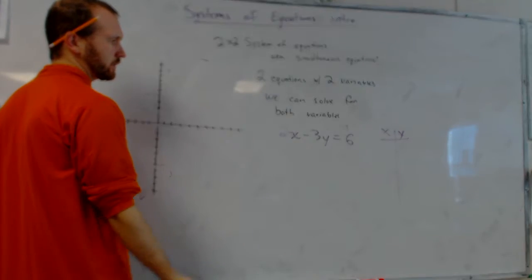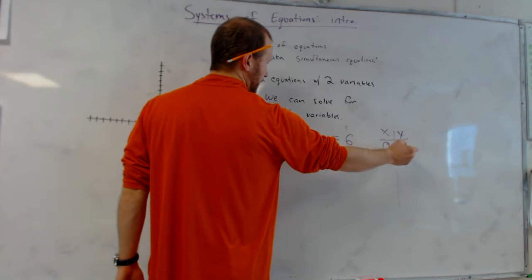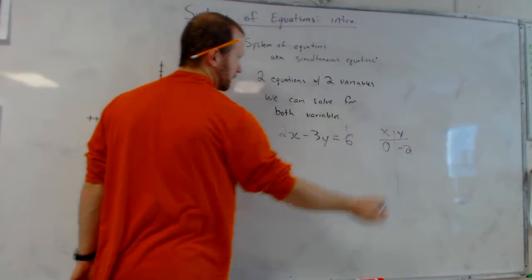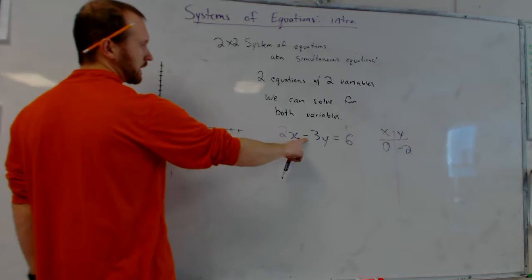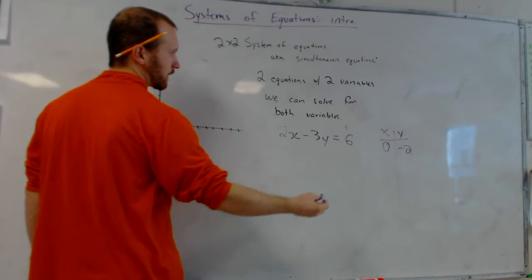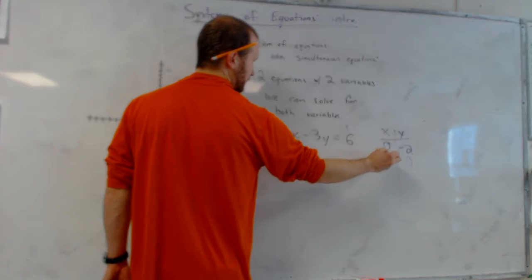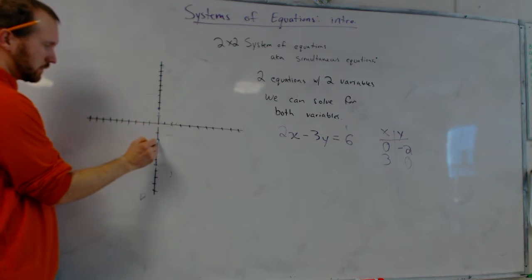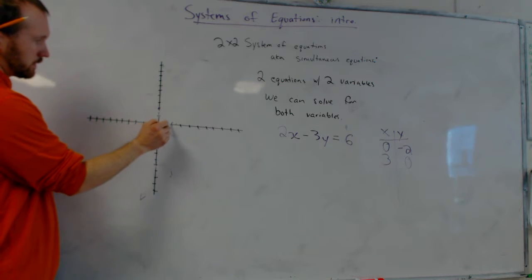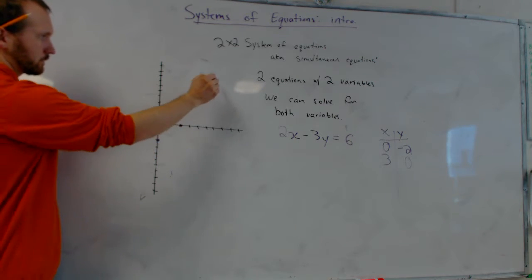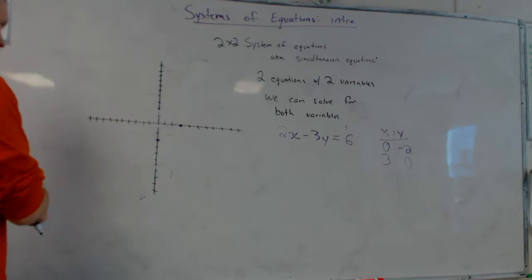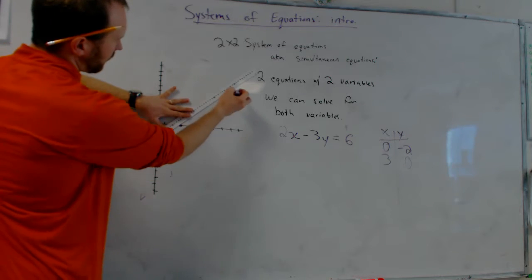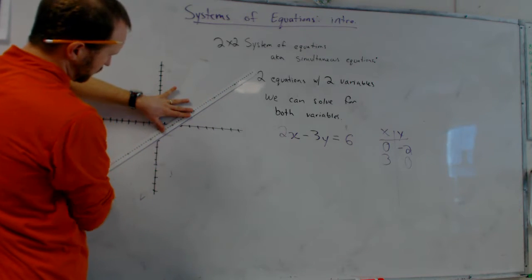How do I graph this? If x is 0, y is negative 2, because negative 3 times negative 2 would be 6. If y is 0, x is 3. And then I plot those two points, (0, negative 2) and (3, 0). Okay.